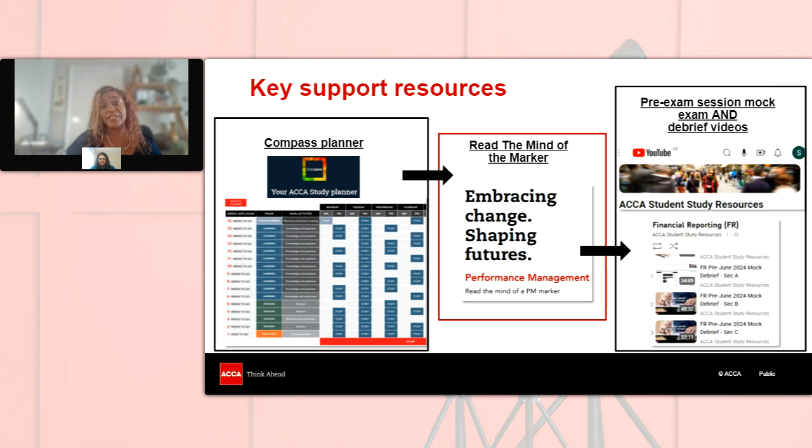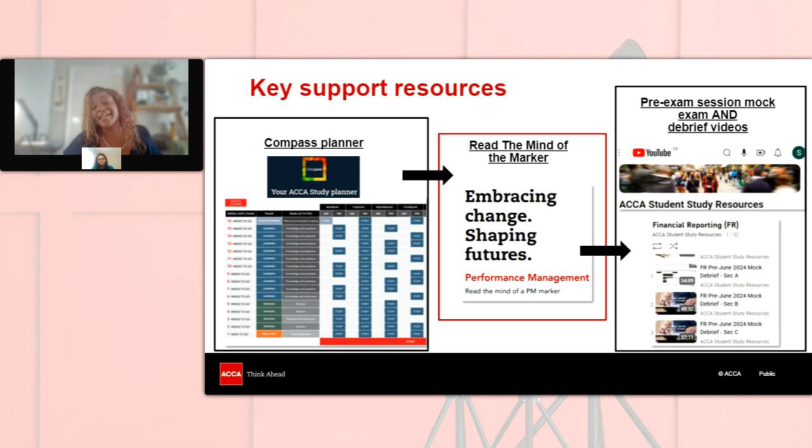And of course, another resource that was mentioned that is not on this slide is the examiner's report. Afaf mentioned the importance of the examiner's report. They give detailed feedback on how students performed in past exams, again highlighting common errors and areas where students struggled. So it's good to download the report, again available on the ACCA website, review the feedback and put into practice the insights you have gained from that. So that's 2 in 1 there: you've got the Read the Mind of the Marker and you've got the examiner's report.